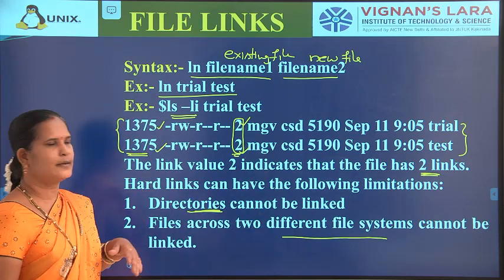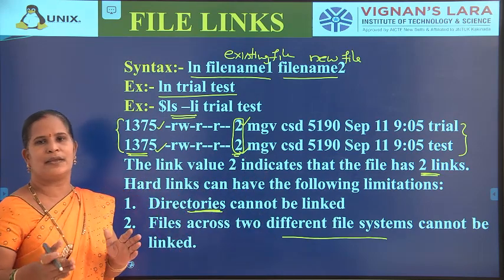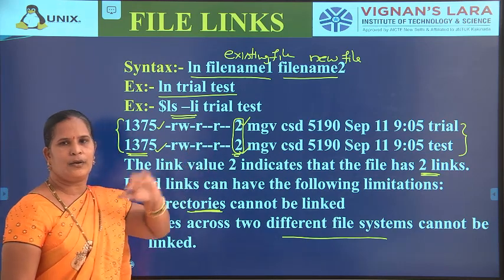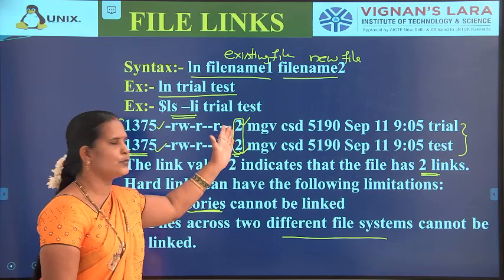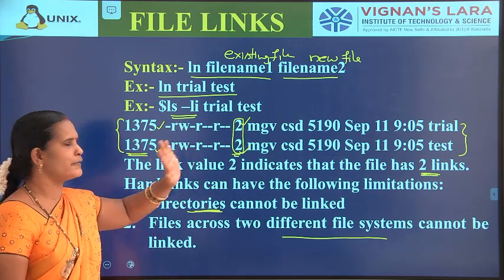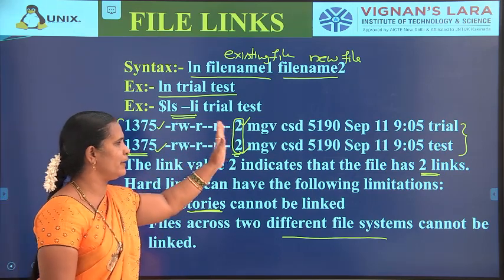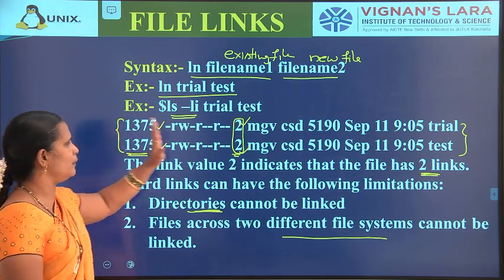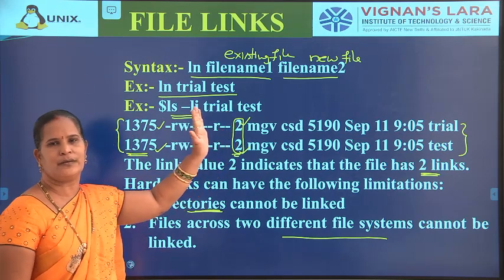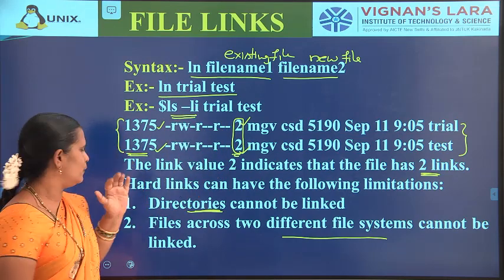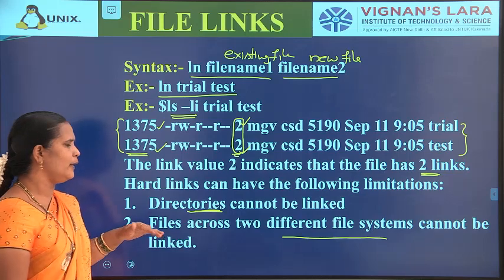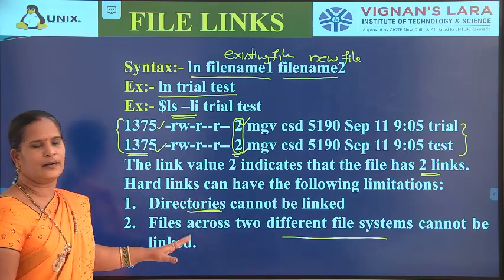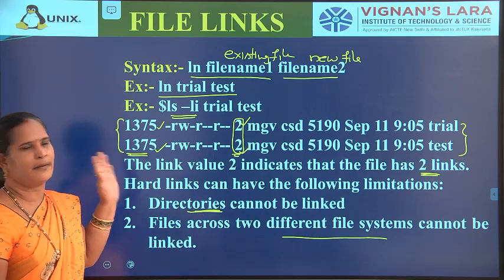Similarly, you have to check the link information. After a file is created, by default it displays the link information as 1 only. After establishing the link, you have to check whether the link information is 2 or not. Here these 2 files are linked, that's why it displays 2 as link information. In the first column we check the inode number, and in the third column we check the link information. Directories cannot be linked, and files across 2 different file systems cannot be linked. These 2 points you have to remember.